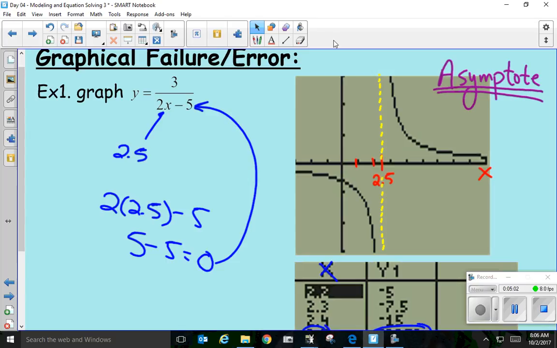An asymptote just represents a value that your graph cannot touch. That yellow dashed line goes up and down forever. So as my function goes closer to 2.5, it'll go up and up. It'll get so microscopically close that it looks like it just becomes that line, but it just never touches it. It can't. Why? Because you get an error at 2.5 if that was x. Your y would be undefined.